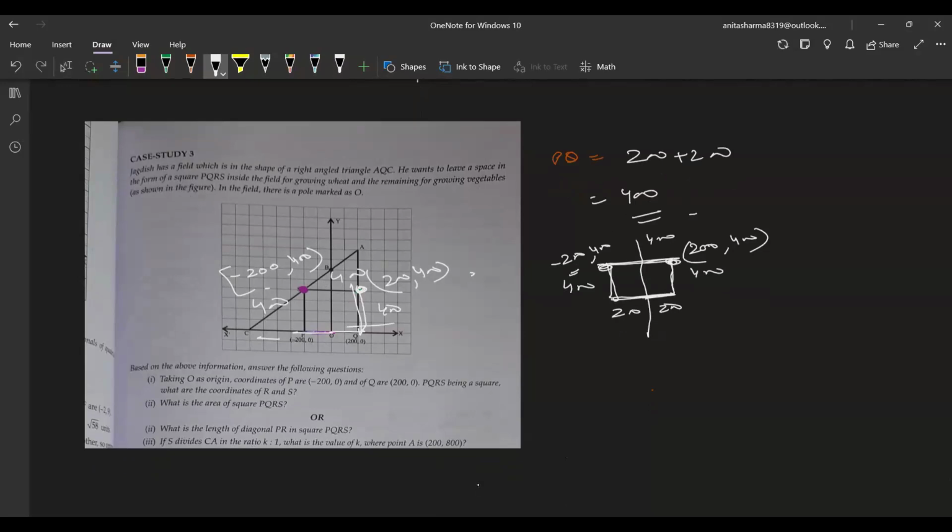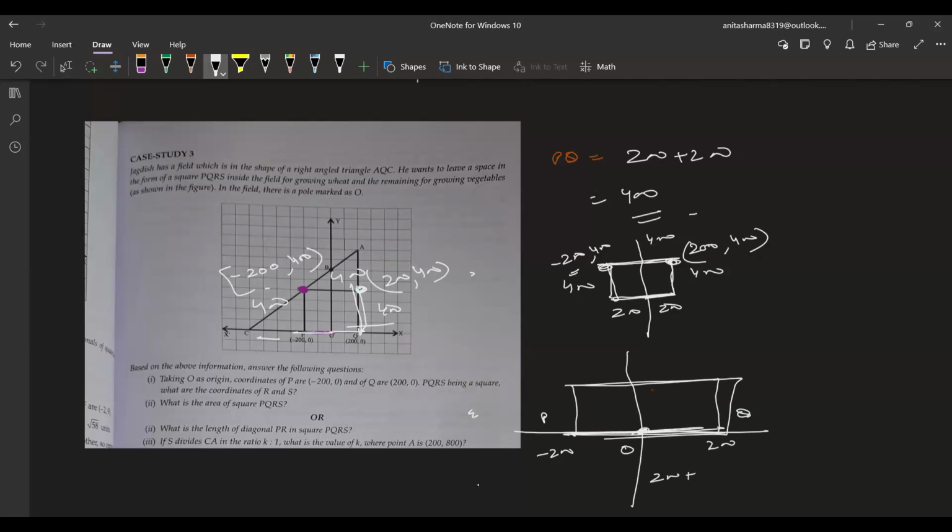Yes, ma'am. See, beta, if you will observe, the square is like this. This is your origin. This point is 200 and this is minus 200. So this is P and this is Q, and they make a square. In a square, all four sides are equal, right? So the distance 200 plus 200 will be 400 or not? So each side of the square will be 400. So on the y axis it is 400. This point will be minus 200 comma 400, and this will be 200 comma 400. Right, children? Yes, ma'am.